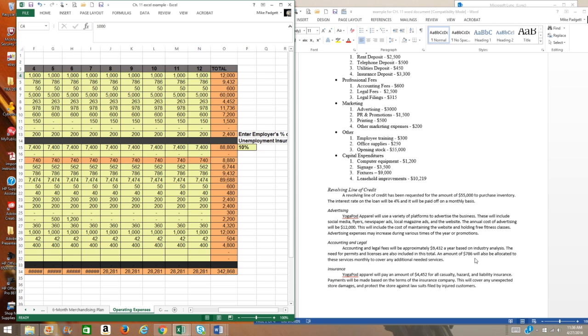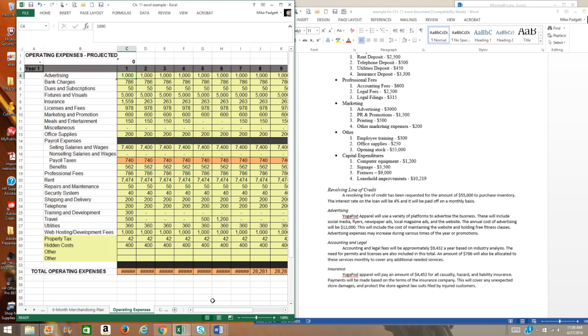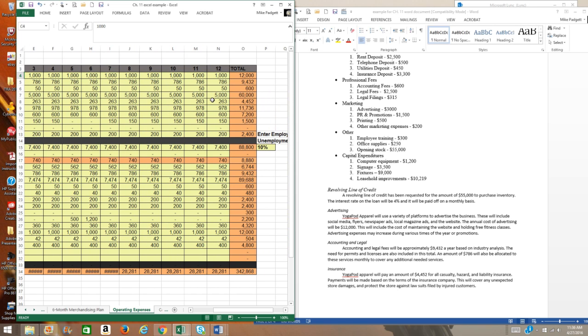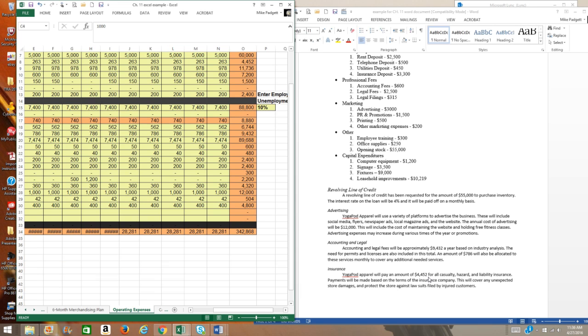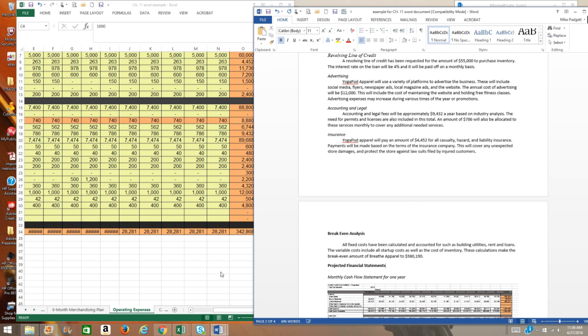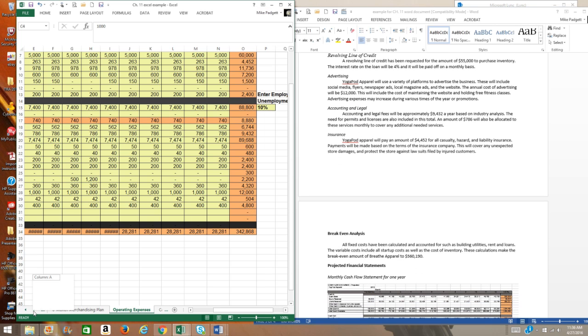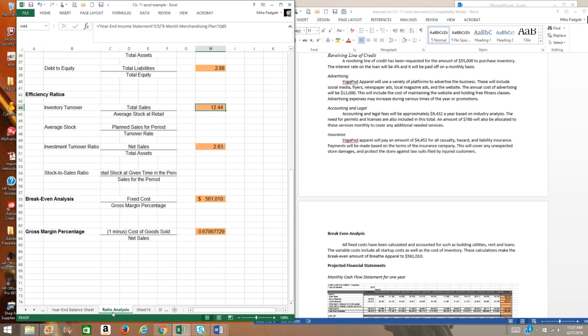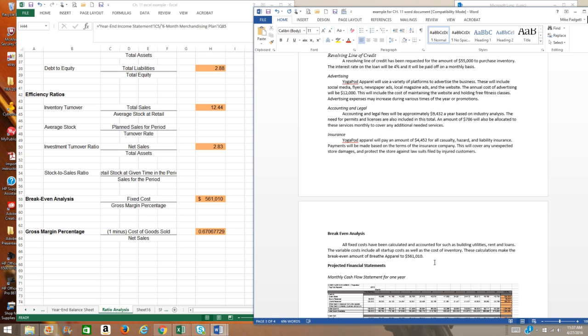Next is your insurance. So this will also be listed on your operating expenses. You'll go up to insurance and go across. And so total for insurance was $4,452. So that's where insurance came from. And then break-even analysis also is coming from the last sheet, which is your ratio analysis on Excel. And so you want to take that number and make sure it matches the number in your Word document, and that's where you pull that from.